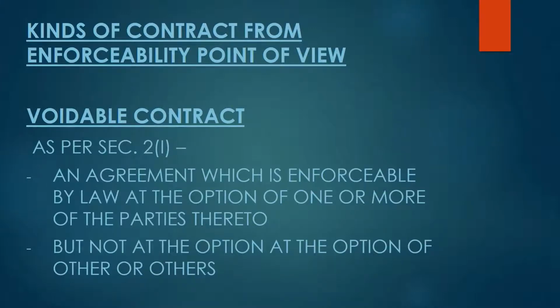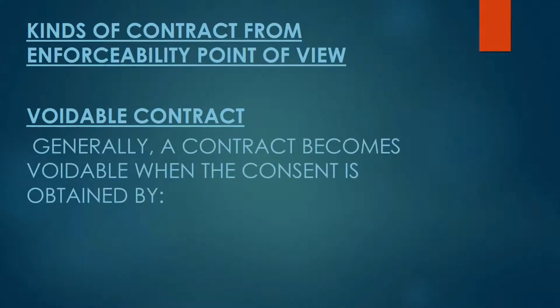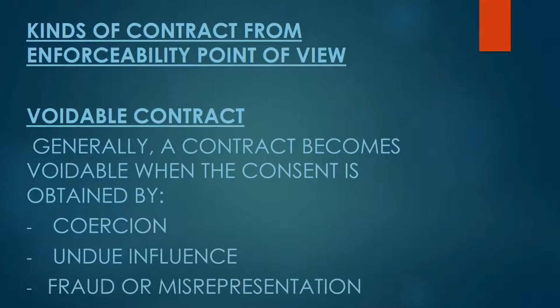Okay, generally a contract should be enforceable by both the parties or by all parties if there are more than one. However, under a voidable contract, contract is enforceable at the option of one of the parties but not at the option of other parties. Okay, now generally contract becomes voidable if the consent is obtained by coercion, undue influence, fraud or misrepresentation, right? In such cases, a contract is voidable at the option of the aggrieved party.